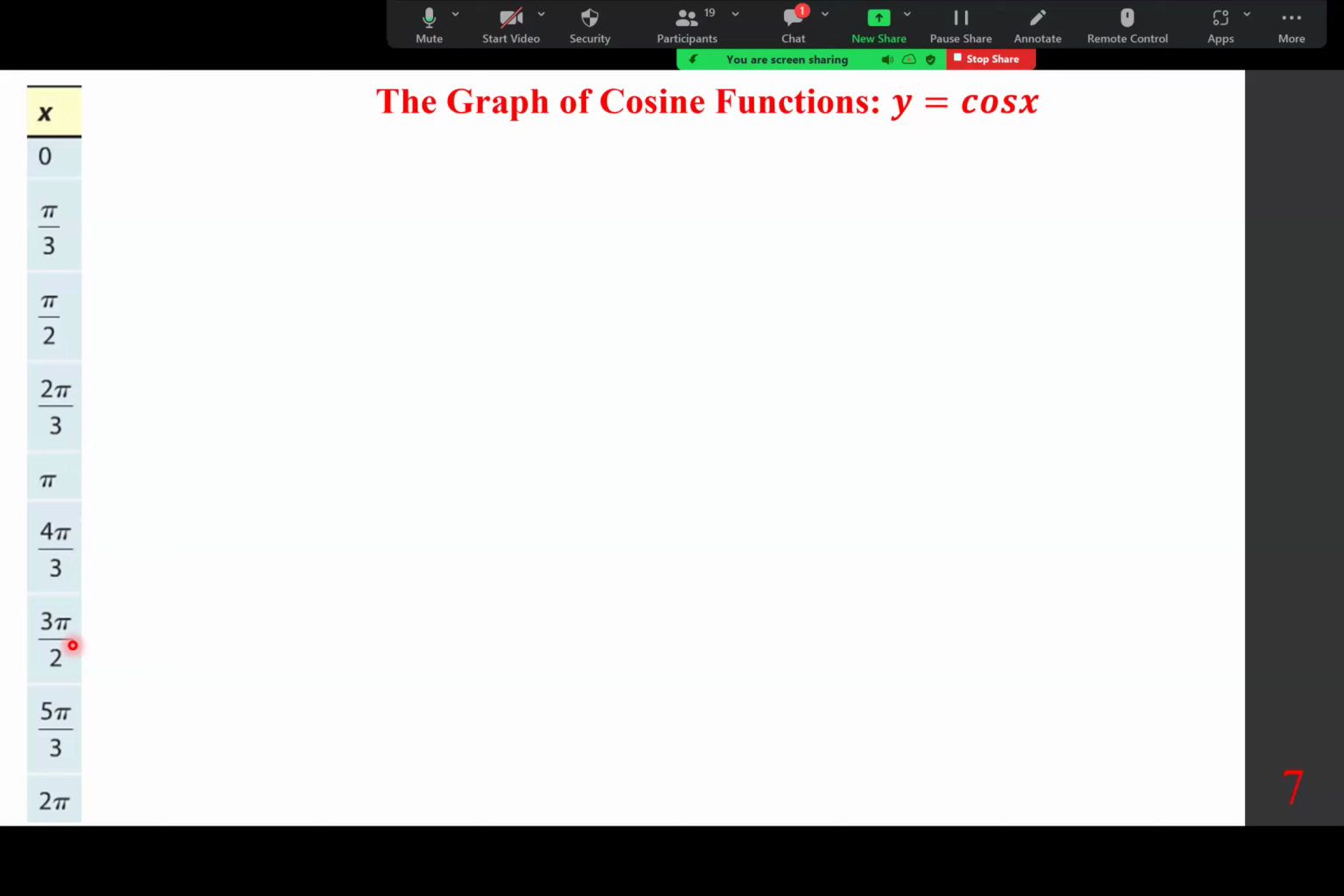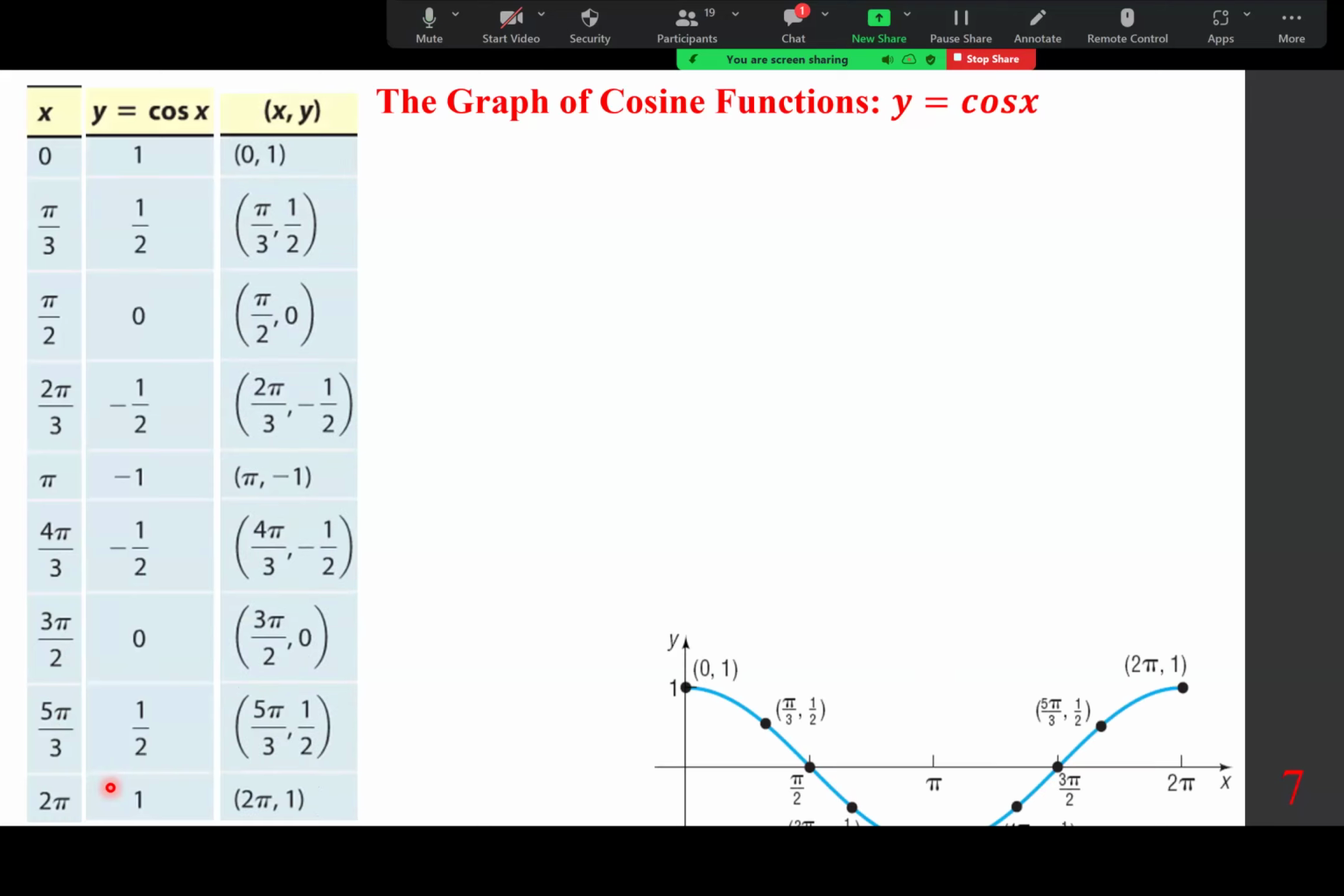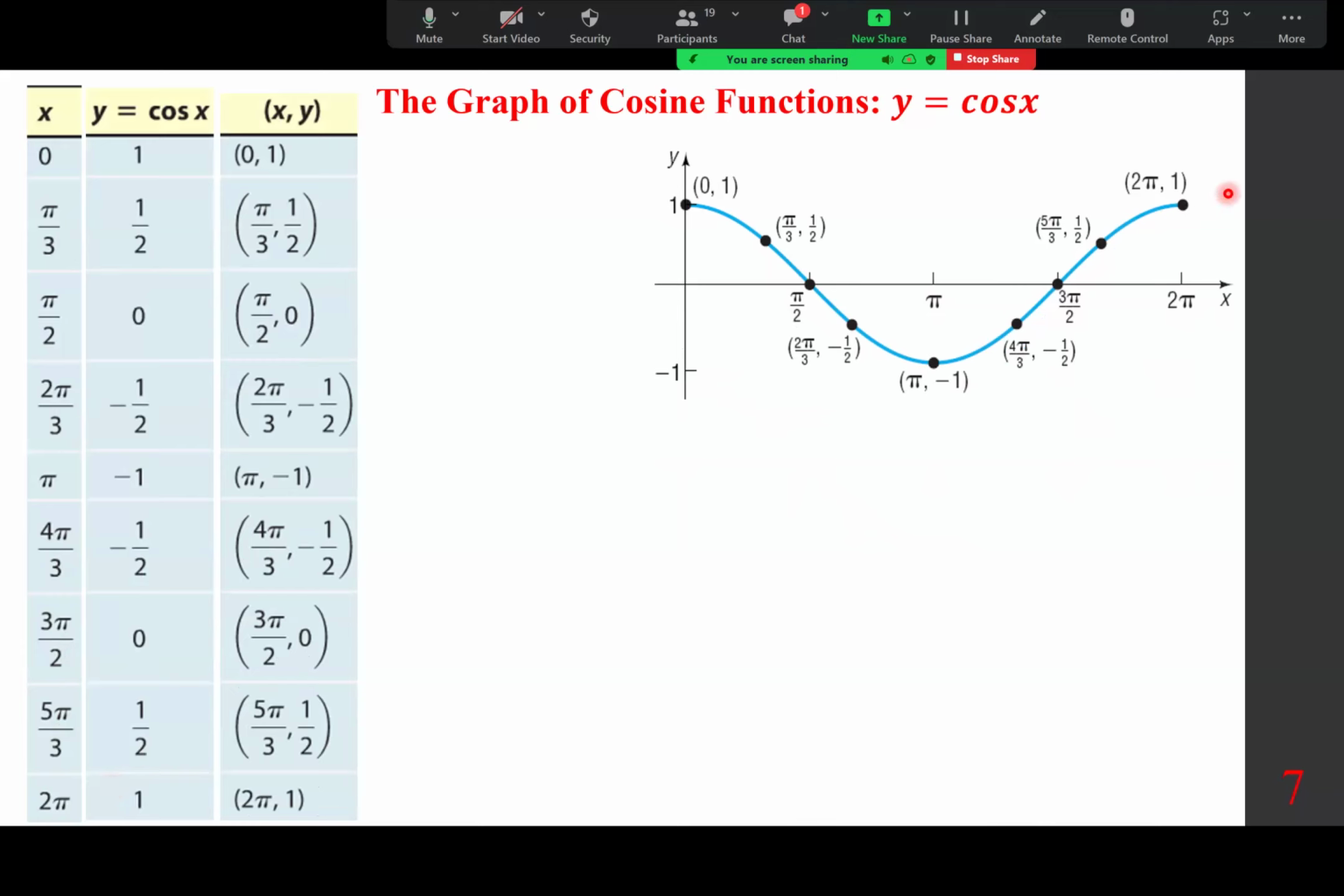3 pi over 2 is 0. 5 pi over 3 is the same as pi over 3, 1/2, positive or negative? Positive, because it's in the fourth quadrant. In the fourth quadrant, cosine is positive. At 2 pi is the same as 0, 1. So those are the pairs. We graph it, looks like that. And again, this is a complete cycle between 0 and 2 pi, class. This, of course, continues indefinitely on both sides, okay?